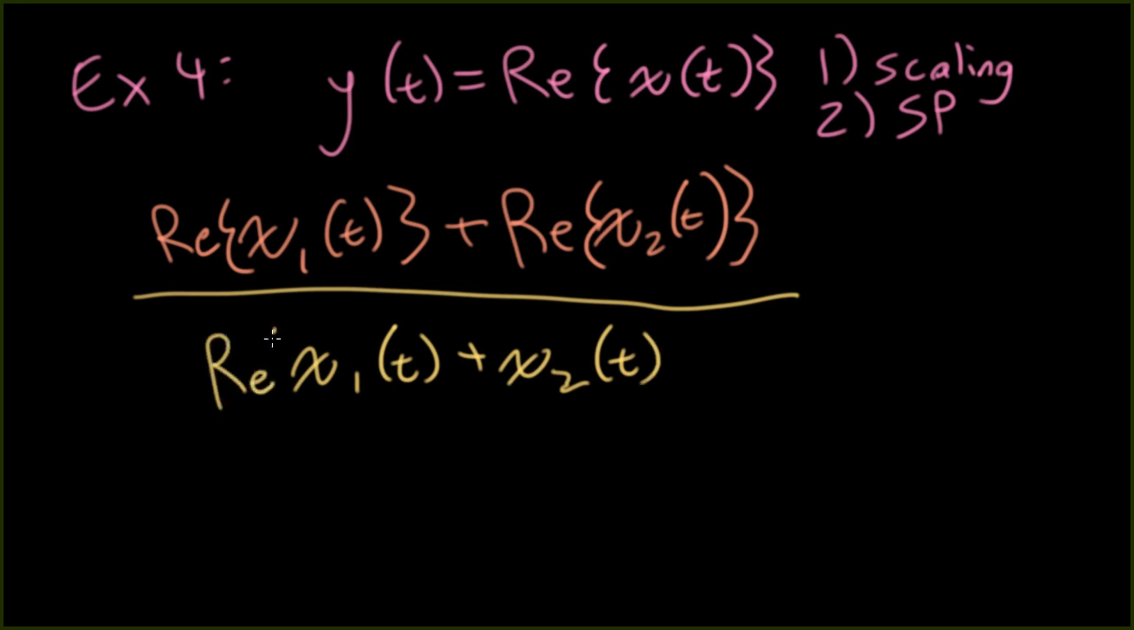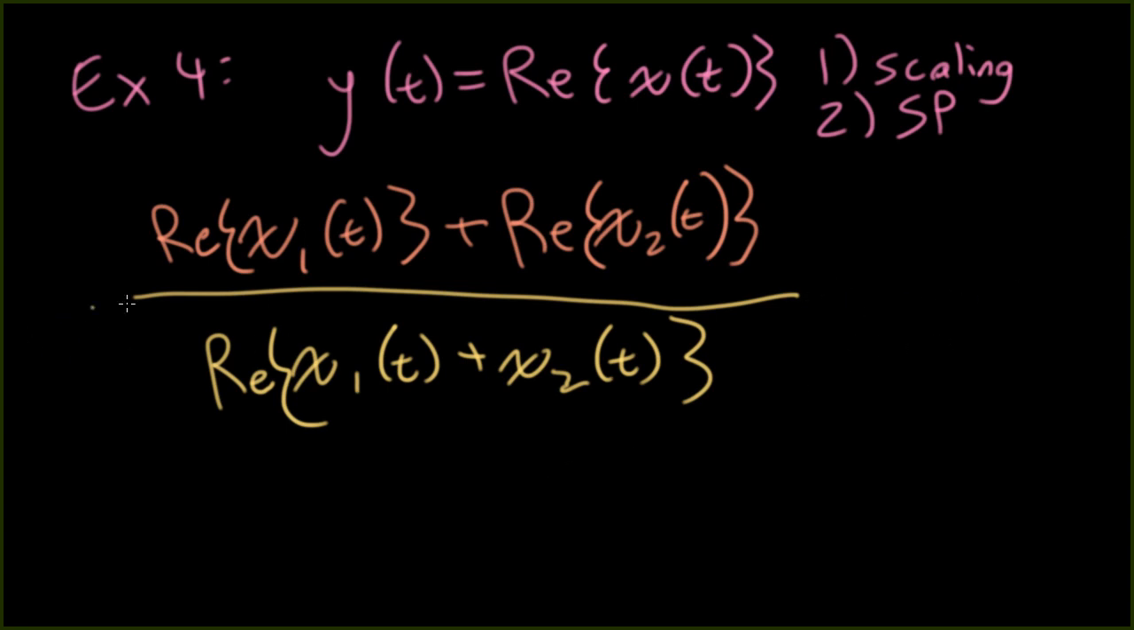That's fine. Well, the question is, how does this match up against adding these signals together first and then taking the real part? Well, what does the real part do? It kills off the imaginary part. So there's no imaginary part here, no imaginary part here. Think about what it means to add complex numbers. You're adding the real parts and you're adding the imaginary parts. This just kills off the imaginary part. So these are in fact the same.